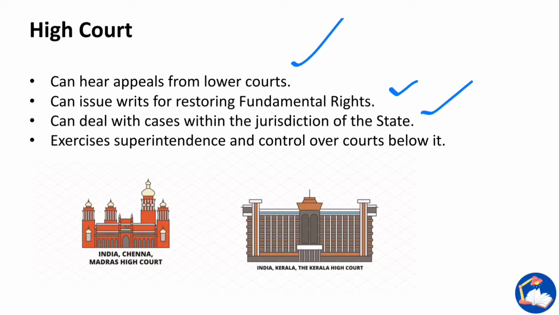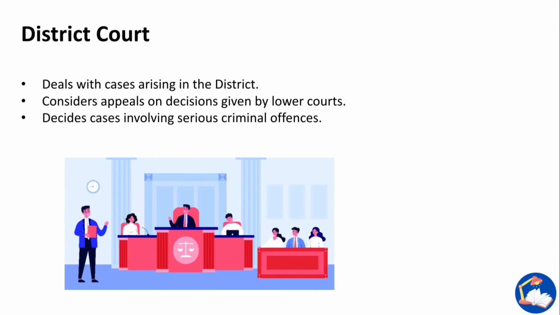All matters happening in the state are dealt with by the High Court, which exercises superintendence and control over the courts below it. So there are other courts below it, and we will look into that also. That is the district courts.